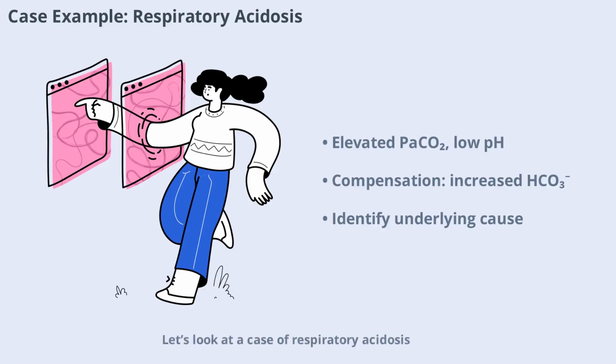Let's look at a case of respiratory acidosis. A patient presents with decreased alveolar ventilation, elevated PaCO2, and low pH. Compensation may involve increased HCO3. Identifying the cause, such as CNS depression or lung disease, is crucial for treatment. Use the rules of thumb to assess compensation and differentiate acute from chronic cases.